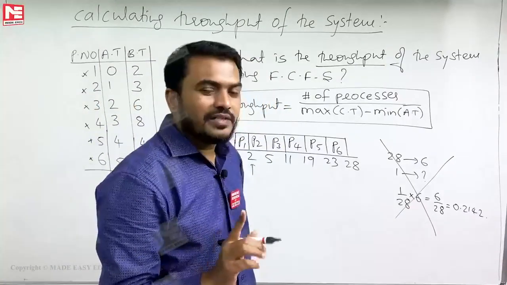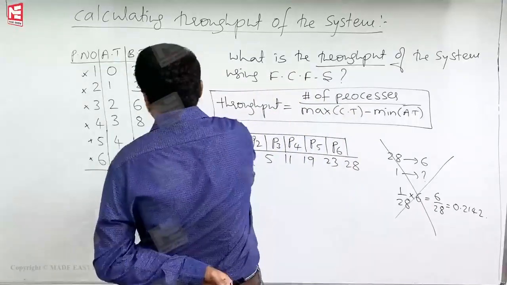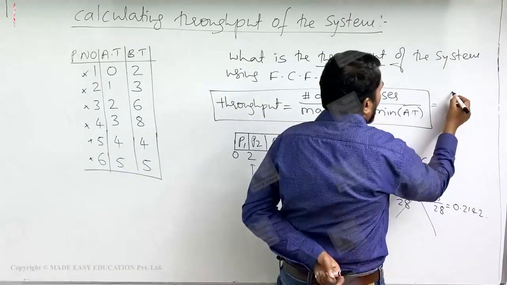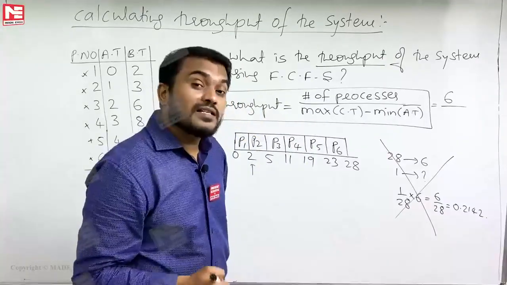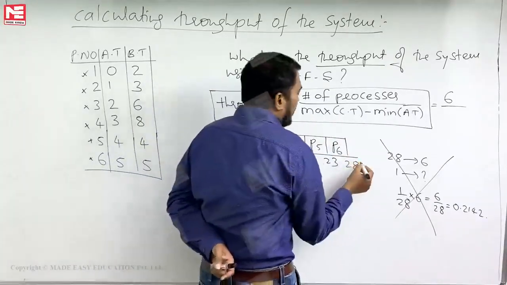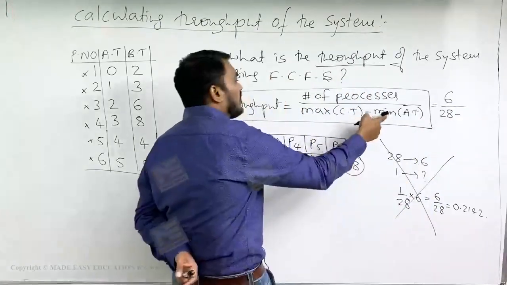You all have doubts, I know, but first listen carefully. Right. So number of processes. How many processes are there here? 6 processes. Okay, very good. So the 6 processes are there. And the max of completion time. What is the maximum in completion time? 28. Okay. So minus minimum of arrival time.